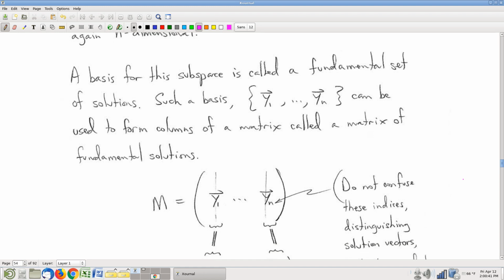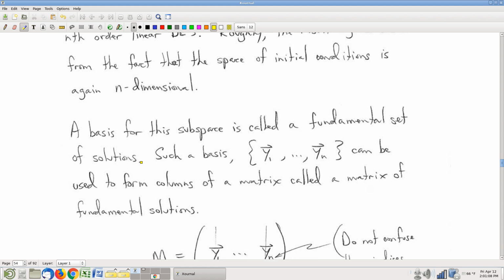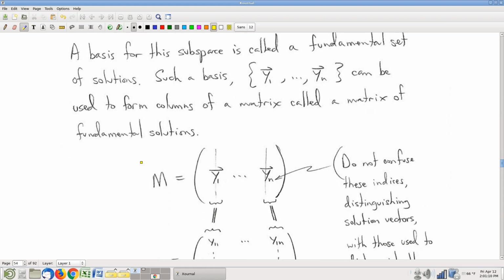We're looking at a subspace, so therefore a vector space is our object of interest, this collection of all solutions. A basis for that subspace we call a fundamental set of solutions, just like we did in chapter 4. The analogy is extremely strong. Something that we couldn't do back in chapter 4, but we can do here, keep in mind that each one of these solutions is in fact a vector.